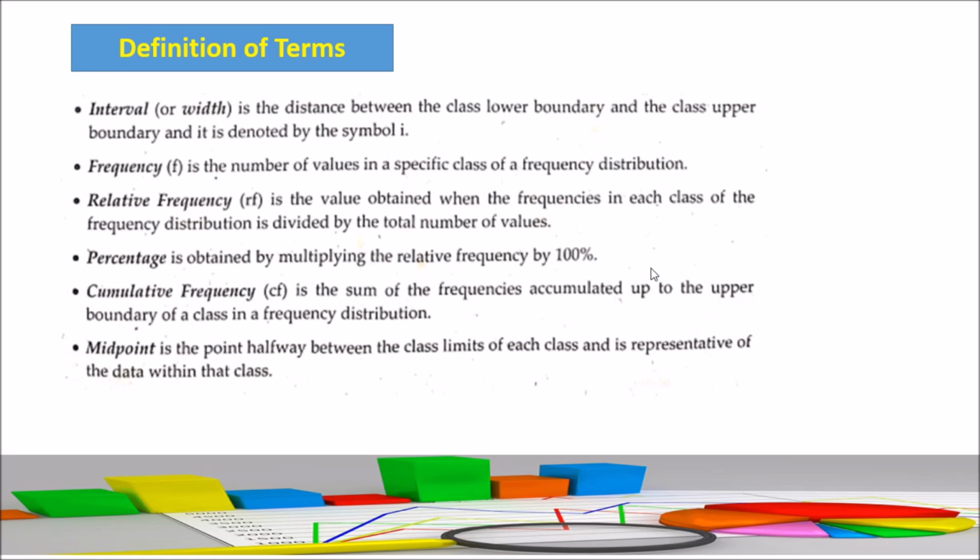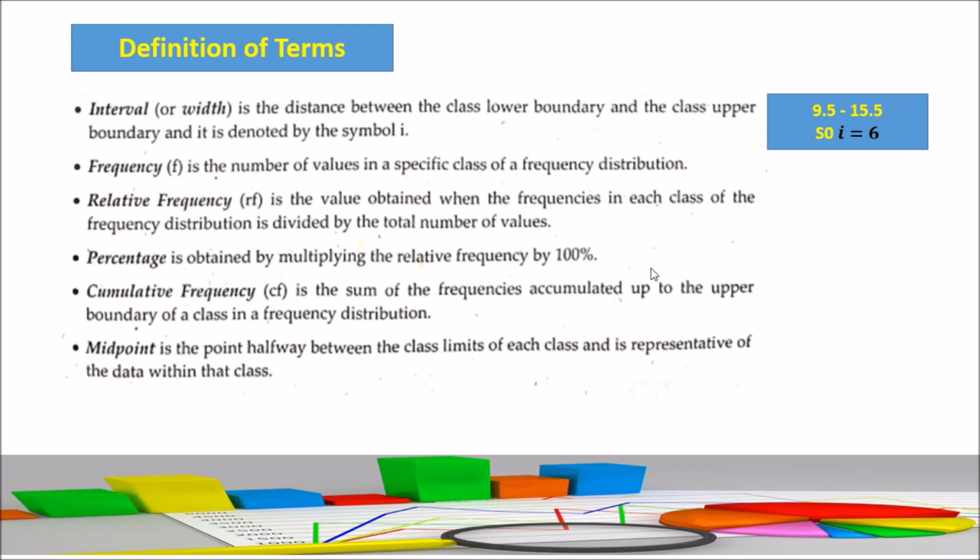Next is the interval. It's the distance between the class lower boundary and the class upper boundary, and is denoted by the symbol I. So since our class boundary is 9.5 to 15.5, we just need to subtract 9.5 from 15.5, and that will give us I equals 6. And 6 is now the interval of our class limits. Next is the frequency, denoted by the symbol F, which is the number of values in a specific class of a frequency distribution.